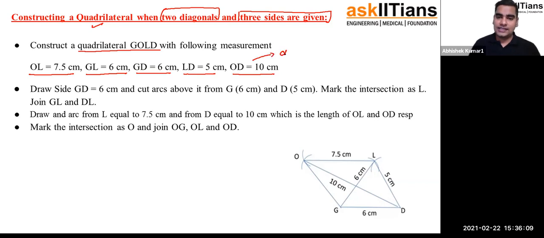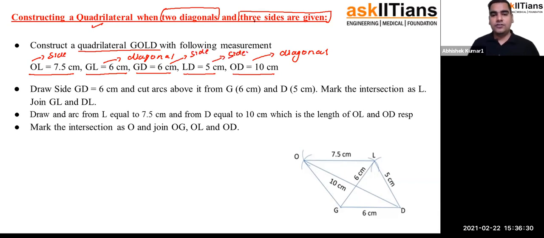So this side is one of the diagonals. Okay. OD is one of the diagonals. And apart from that, you have GL. This side is also one of the diagonals. And the remaining values are depicting sides. Like this is one of the sides of the quadrilateral. That is one of the sides of the quadrilateral, and this is also one of the sides of the quadrilateral. So we have to draw this figure.